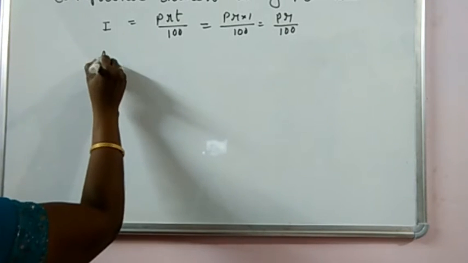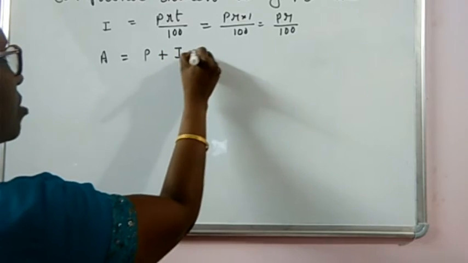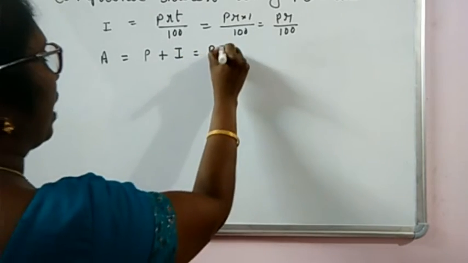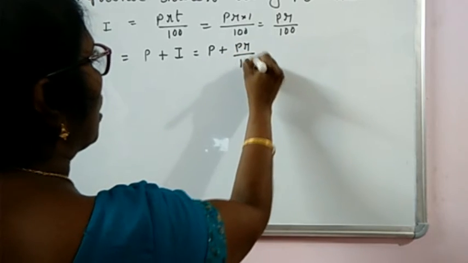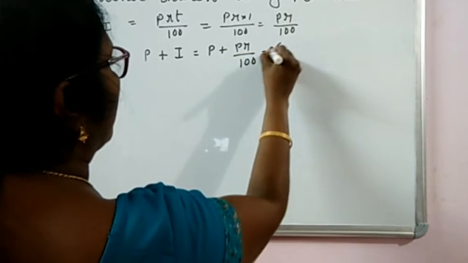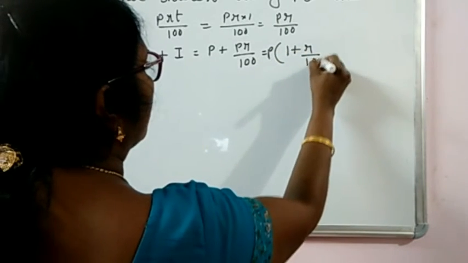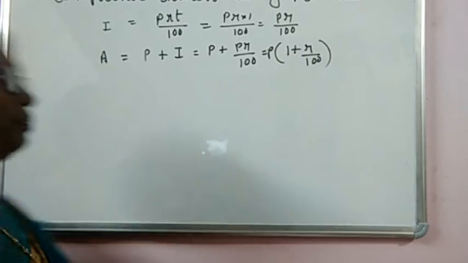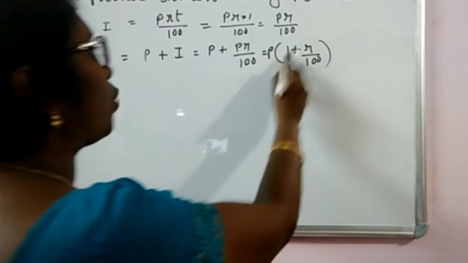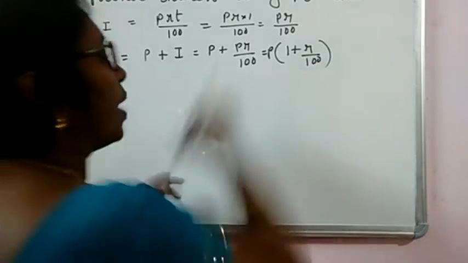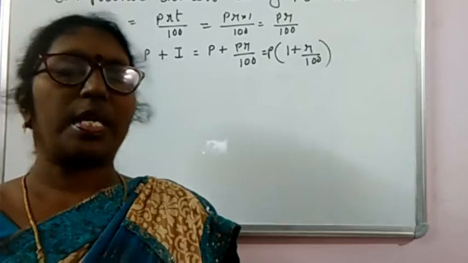So amount after 1 year will be principal plus interest. Principal is P, interest you got PR by 100. So when you take P common, you will get 1 plus R by 100. Yes or no? Okay. So amount equal to P into 1 plus R by 100 when the time is 1 year. Already you have learnt.